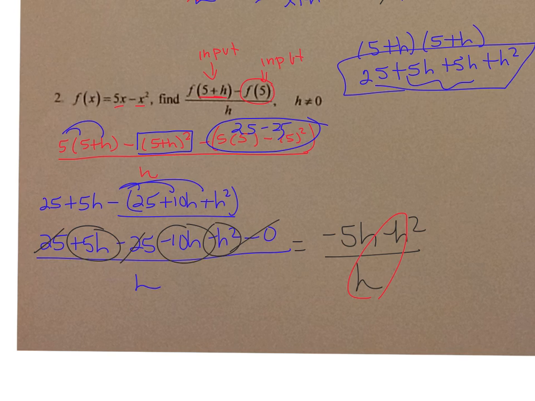Okay, I can factor out an h and reduce. So h and h reduce, all those 3 h's reduce to 1, 1, 1. So I have negative 5 minus h. And that's it. Or you could write it as negative h minus 5, same thing.